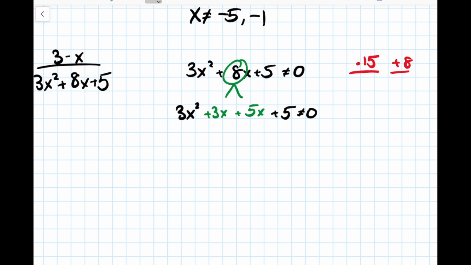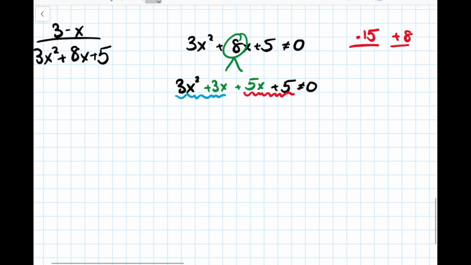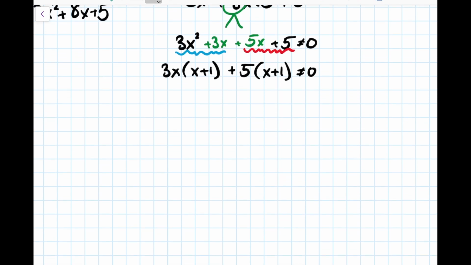You're going to make groups of your first 2 terms and your last 2 terms. You're going to take common factors out of those groups. So from our first group, 3x squared and 3x, I can take out 3x, which is going to leave behind x plus 1. For my second group, I can take out 5, which is also going to leave behind x plus 1. And then remember, those 2 brackets do need to match. If they don't match, you've done something wrong and this isn't going to work. So we're going to take out that repeated binomial factor of x plus 1 and then combine what's left to get 3x plus 5.